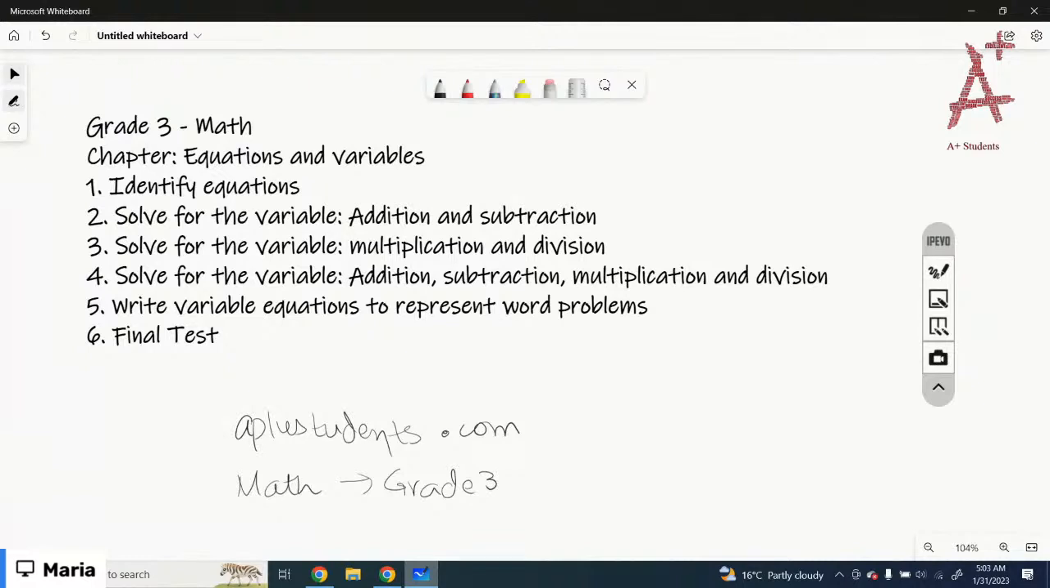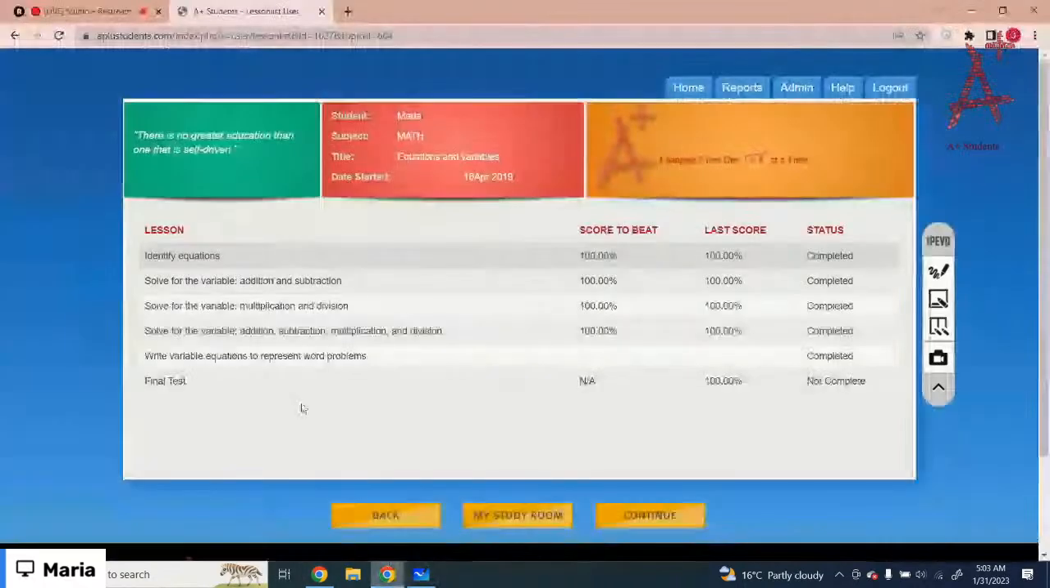So let's just start with the first lesson, that is identify equations. Please make sure you have your notebook and pencil so that you can note down the important examples and definitions as well. So here I am on grade 3 maths. The chapter name is equations and variables. I'm going to start with the first lesson, that is identify equations.